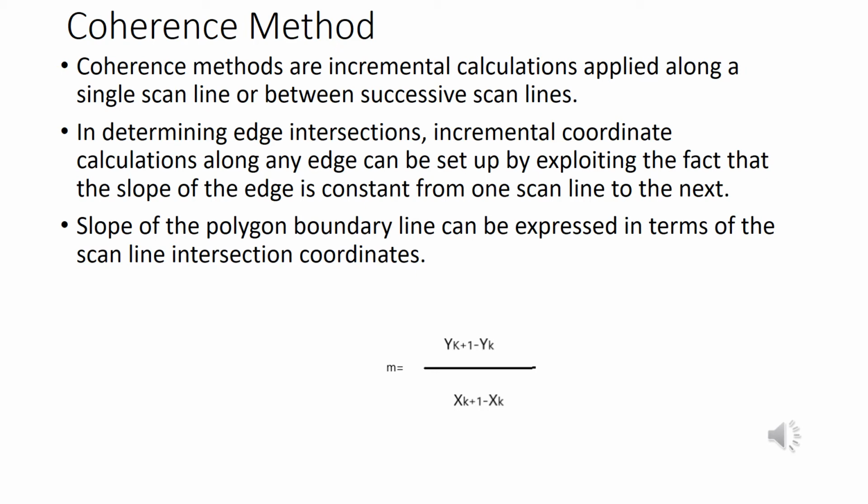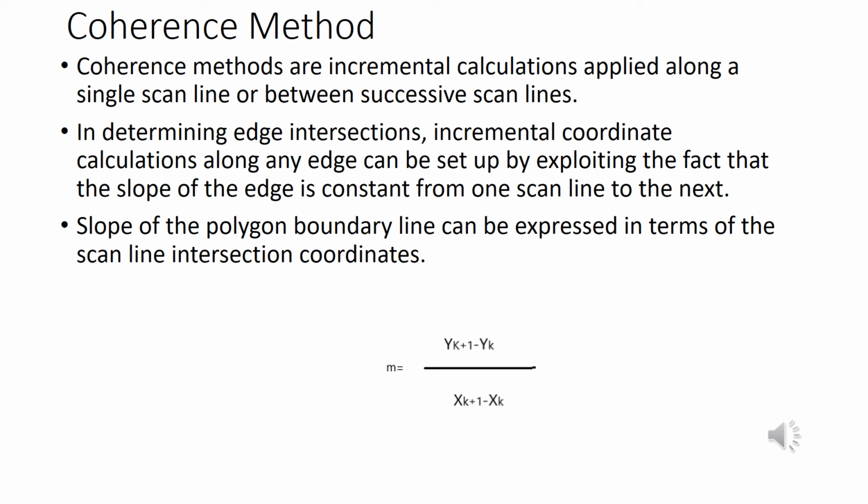I have already talked about the property of coherence. In the scanline method also we use the property of coherence. Coherence methods are incremental calculations applied along a single scan line or between successive scan lines. In determining each intersection, incremental coordinate calculations along any edge can be set up by exploiting the fact that the slope of the polygon edge is constant from one scan line to the next.